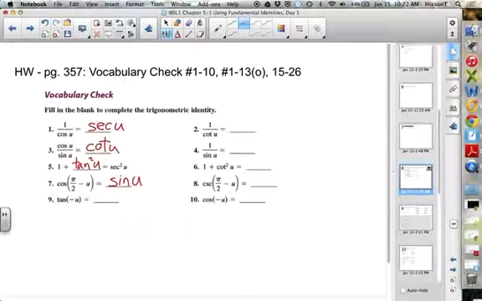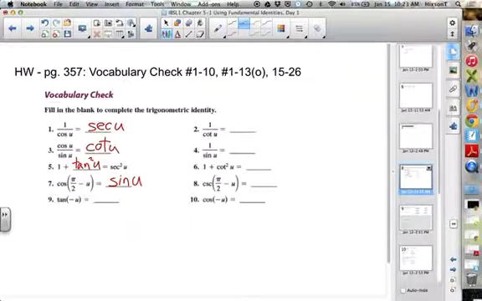Sine of u. Wait, can we go back to number 5 for a sec? If you had 1 plus cotangent squared, what would you get? Cosecant squared. And if you had 1 minus tangent squared, you'd have to do some stuff to it. Is there a property with the tangents or cotangents that will get you sine or cosine? I'm just trying to understand the rule, because 1 plus tangent squared gets you secant squared.